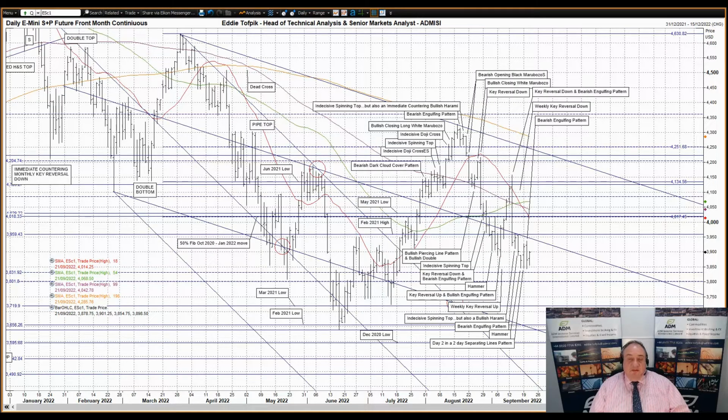I'd next like to look at the stock markets, and we had weekly key reversals down in the Nasdaq Composite Index, the Dow Jones Index, the Shanghai Composite Index. That's an interesting one, as it was an immediate countering weekly key reversal down. We also had weekly key reversals down in the Chinese CSI 300 Index and the Philadelphia Semiconductor Index and the E-mini S&P futures. This last one has not had a follow-on lower as yet, but yesterday was nevertheless a daily bearish engulfing pattern, though no follow-on today so far.